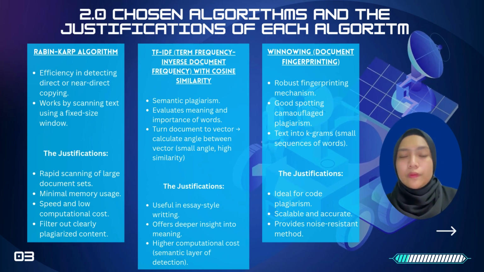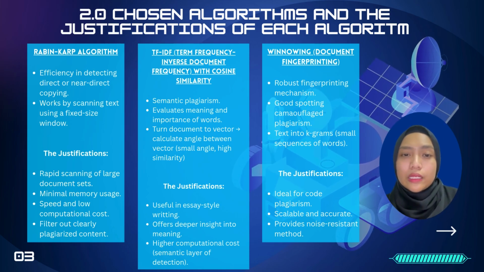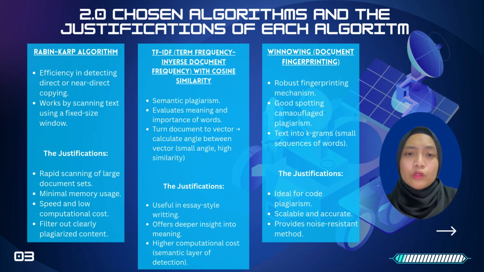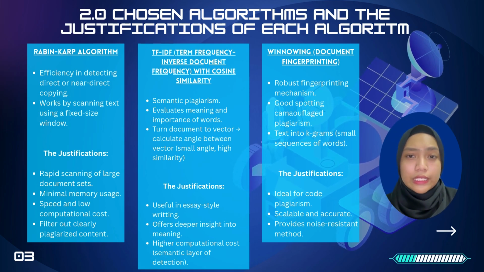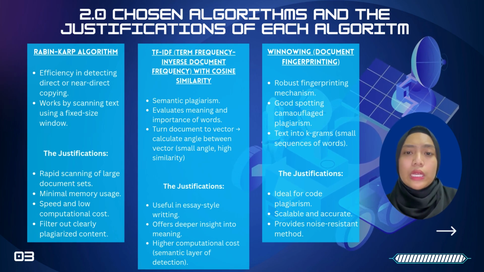Winnowing, document fingerprinting. Finally, we selected the third algorithm, which is the winnowing algorithm, for its robust fingerprinting mechanism and proven use in tools like MOSS. It is particularly good at spotting camouflage plagiarism, where copied content is hidden within restructured or edited areas.